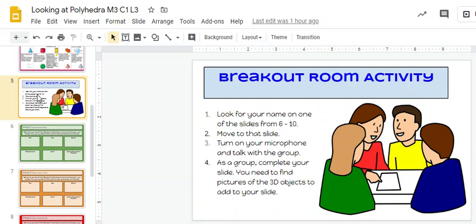Now during class, this is what's really important to attend to when we're in class at 12:30. We are going to do a breakout room activity. So you're going to look for your name on one of the slides from 6 to 10. Then you will move to that slide and turn on your microphone and talk with the group. As a group, complete your slide. You need to find pictures of the 3D objects to add to your slide. So you can either find objects or you could also draw.